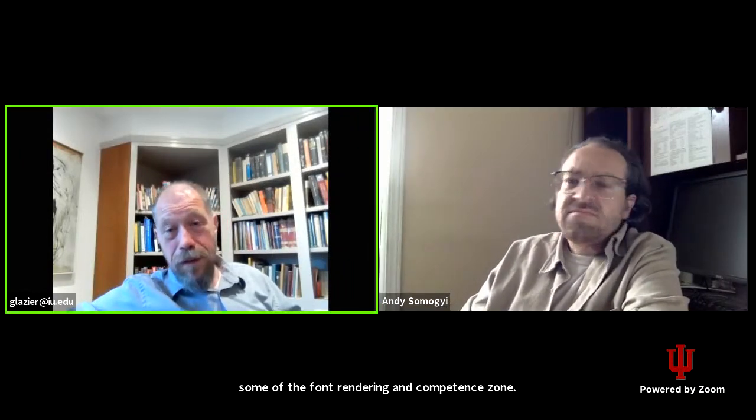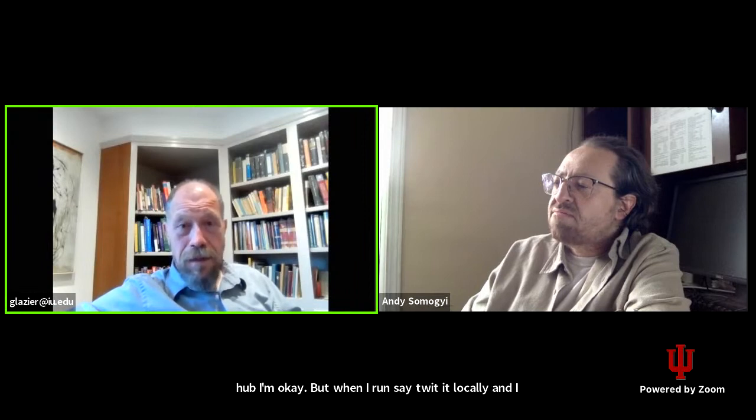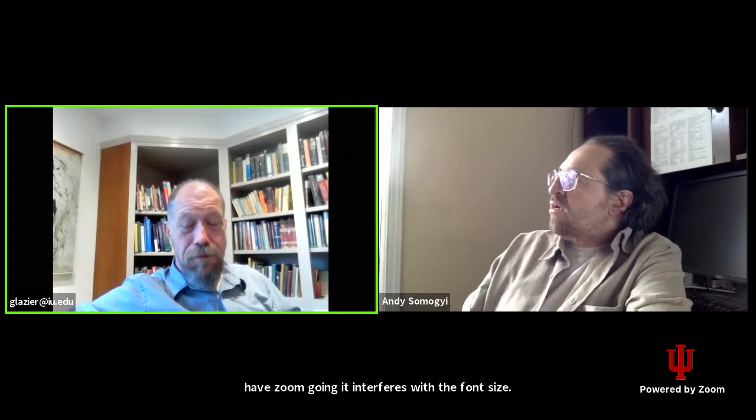I notice it also because Zoom seems to clobber some of the font rendering in CompuCell. When I run Player on NanoHub, I'm okay. But when I run locally and I have Zoom going, it interferes with the font sizes. I guess Zoom reaches in and does things that CompuCell doesn't know about. Basically, you have all of these applications accessing the GPU, and my guess is it's probably a driver issue in that the driver is not clearing out some bit of state.